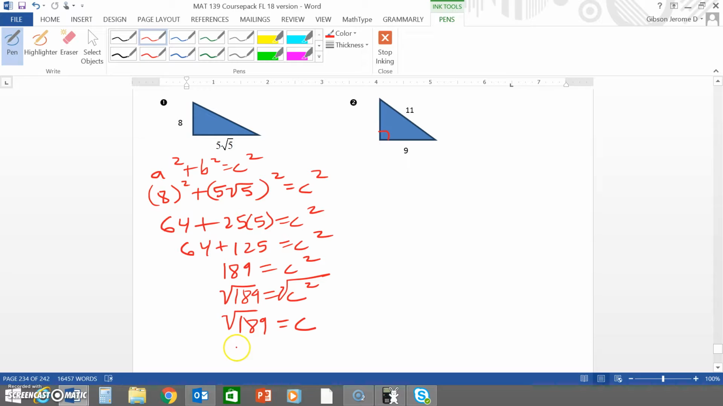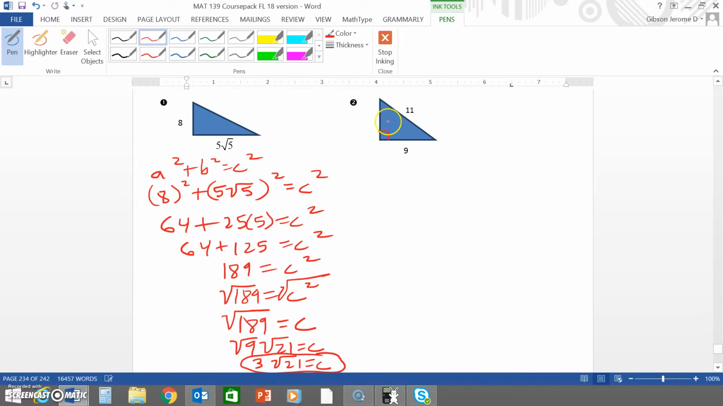Now with the square root of 189, we can pull out the highest perfect square. The highest perfect square in 189 is 9. So we have the square root of 9 times the square root of 21. The square root of 9 is 3, so 3 times the square root of 21 is C. So this is our final answer: 3 times the square root of 21 is equal to C.